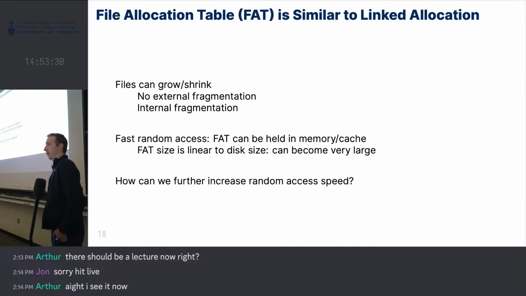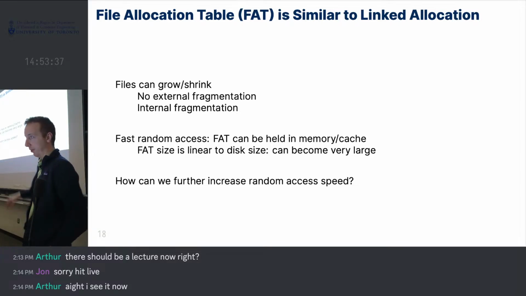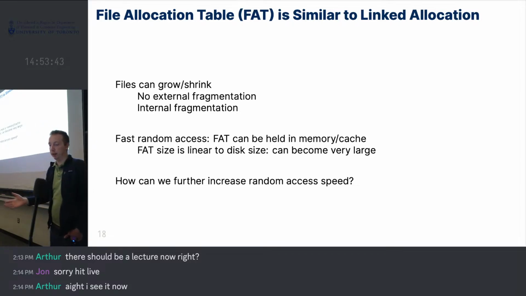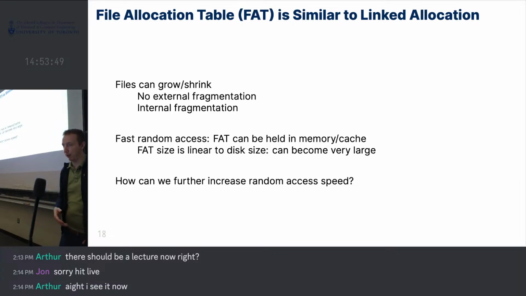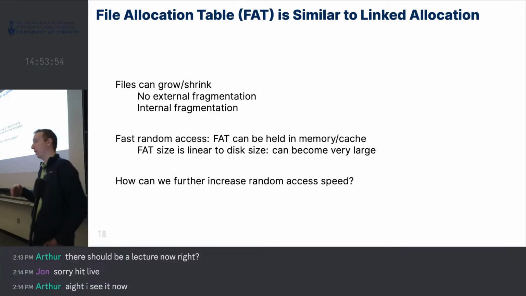So it has all the same pros and cons of that linked allocation, but it's a bit more cache friendly, so it can actually hold that table in a cache if it wanted to, but the size of that table is going to be linear to the disk size, so it can become really large. So is there anything we can do here to further increase random access speed? Because this still has to go through pointers and everything like a linked list. Can we do anything better?